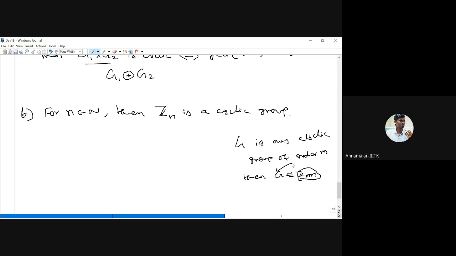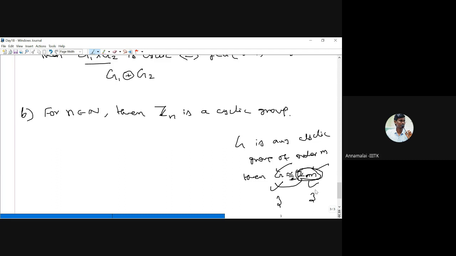If you don't know about this group, don't bother about it, because these two are isomorphic and we know all the properties of Zm. Isomorphism preserves all the properties. If G is cyclic, then Zm is cyclic. If Zm is abelian, then G is abelian. Suppose G contains elements of order 3, then Zm also contains elements of order 3. Therefore, isomorphism means both are almost the same. Maybe the structure is different, but the properties are almost the same. That is isomorphic.